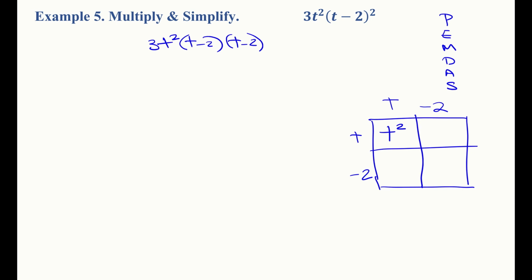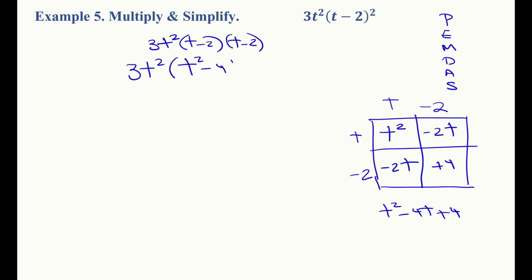So here we have t squared minus 2t, and minus 2 times t gives us minus 2t again. And these two will give us plus 4. So we can see that we have t squared minus 4t plus 4, right? Now we go back up here, we rewrite the 3t squared, and for t minus 2 times t minus 2, we just worked that out here, remember? So we just get this. So we write that right here. T squared minus 4t plus 4.